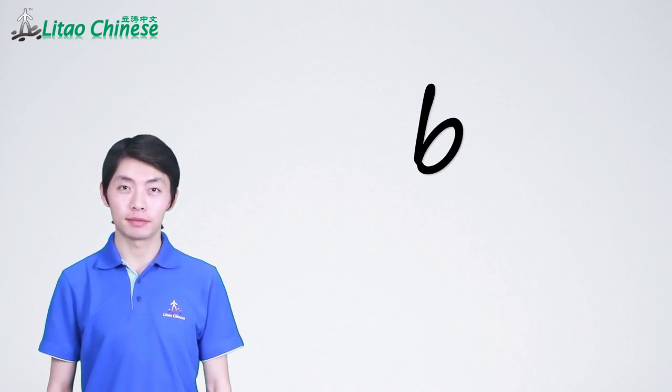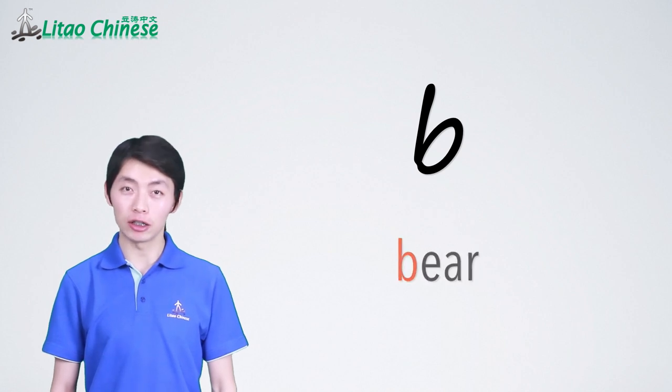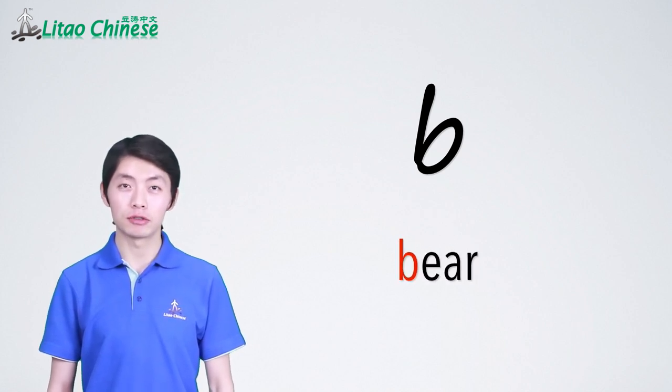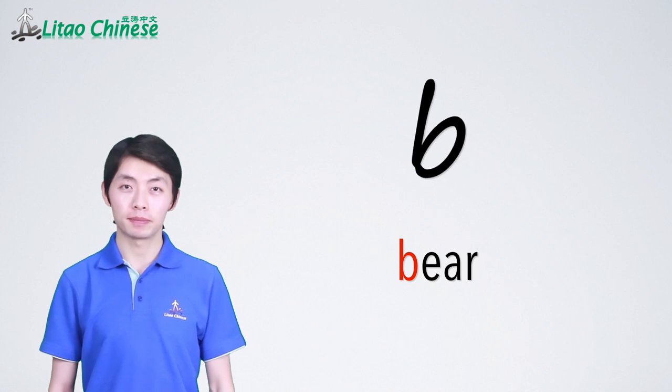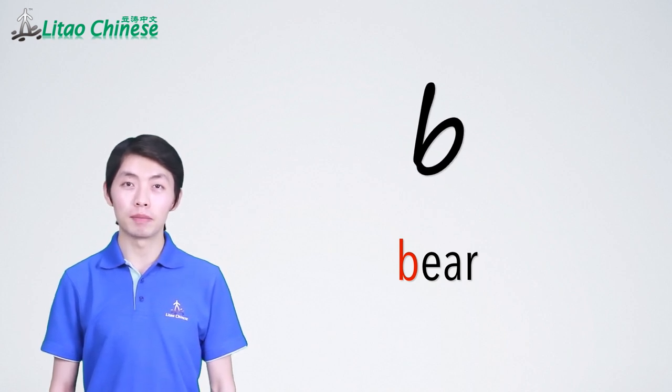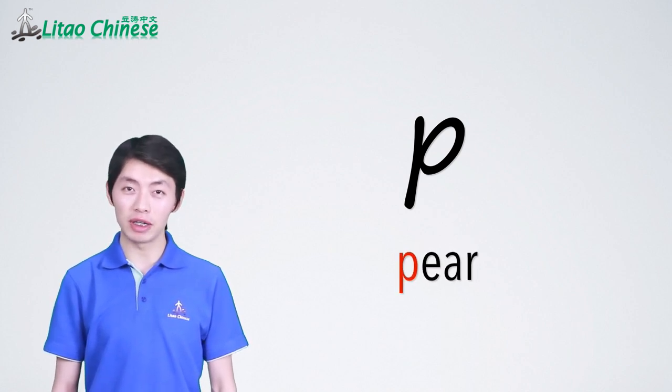The first one is b. This sound is very similar to B in English, bear. Read after me, please. B. The second one is P. This sound is very similar to P in English, pear. Please read after me.